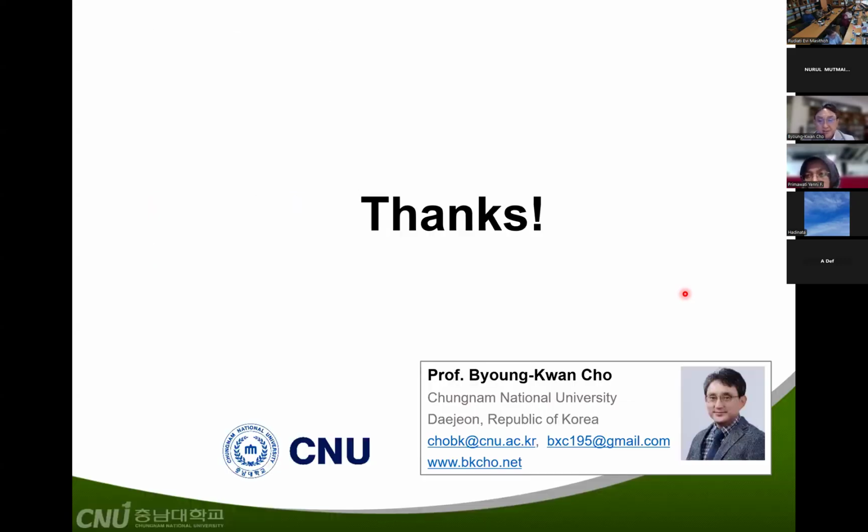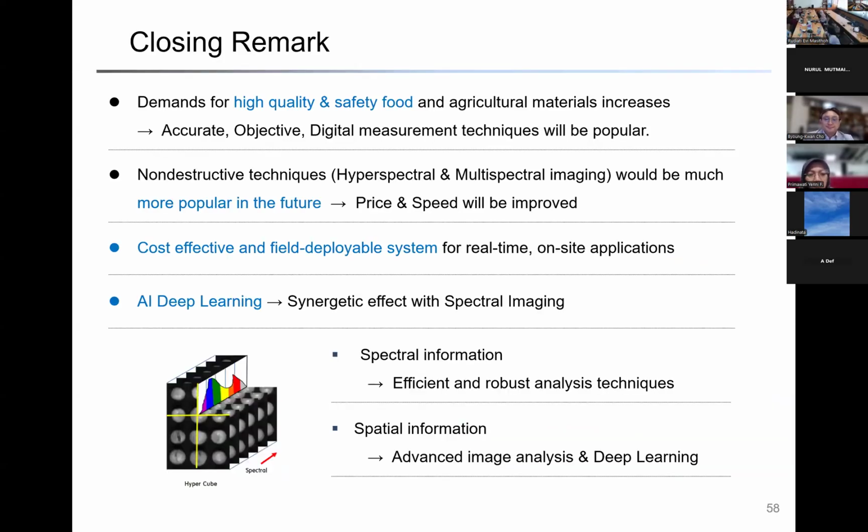If you have any questions, please let me know. Thank you, Prof. Cho, for your presentation. Some of the students here are doing their research using visible near infrared point spectroscopy. And maybe you have questions about your research.